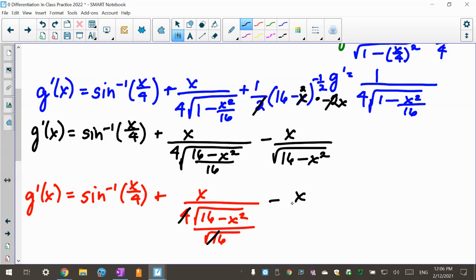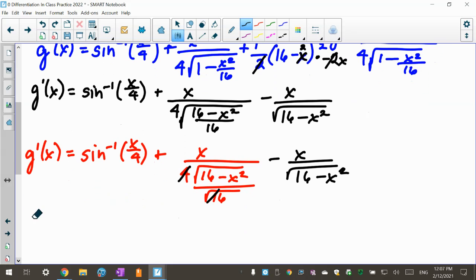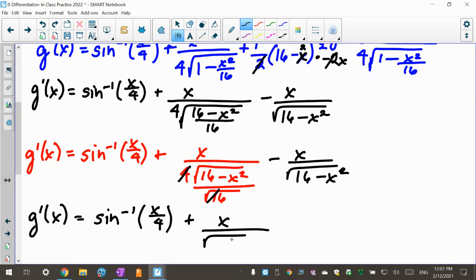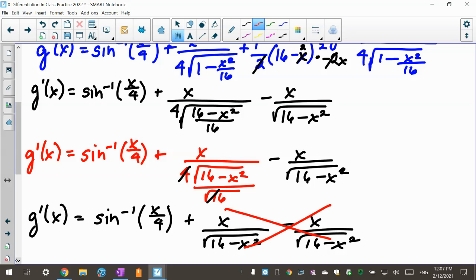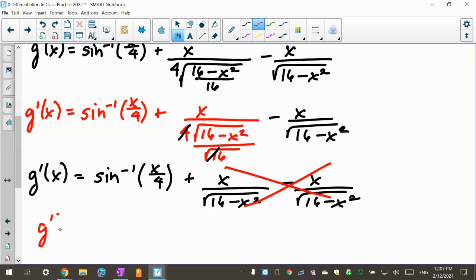You're like, okay, what does that do? Well, look what happens. I just so love it when this kind of happens. There used to be the A-Team. They'd say, I love it when a plan comes together. Well, that's kind of what I think of when this happens. So I have inverse sine of x over 4 plus x over radical 16 minus x squared, because that's all that's left, minus x divided by radical 16 minus x squared. I hope you see it, but look, I have one of these and I'm taking it away, so I can say thanks for playing. That's literally gone. So g prime of x comes out nice and simple as inverse sine of x over 4.